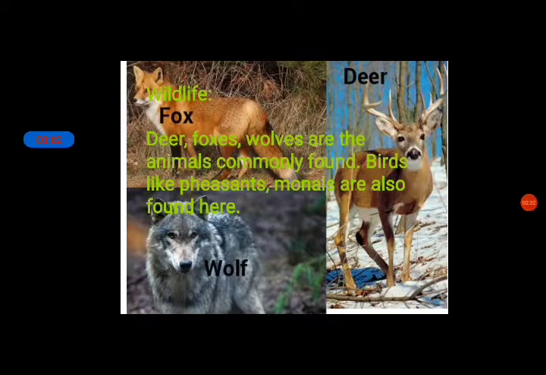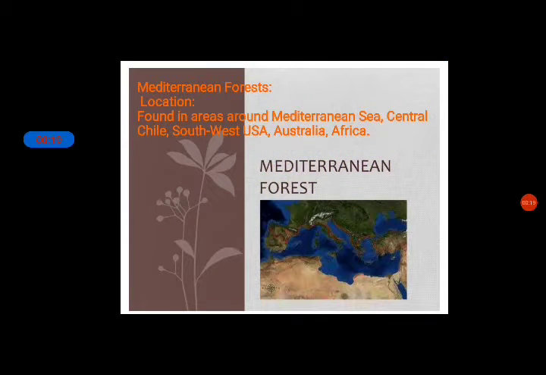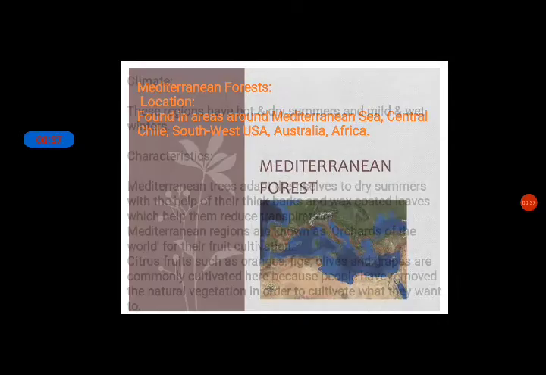Students, in this region, we can find deer, foxes, wolves, and birds like pheasants and monarchs are also found here. Students, now the Mediterranean forest. The Mediterranean forest is found in areas around the Mediterranean Sea and also central Chile, southwest USA, Australia and Africa.